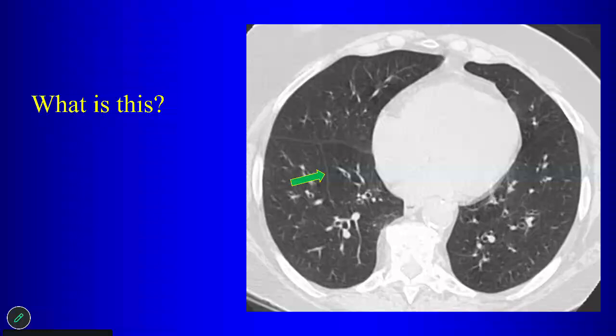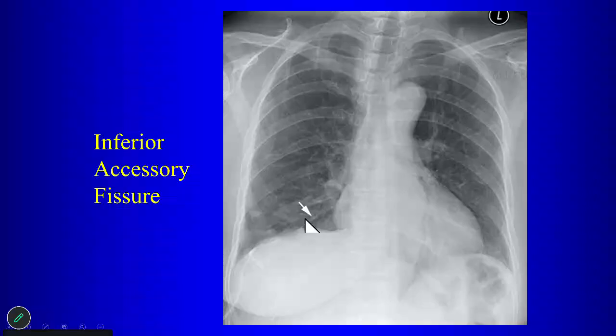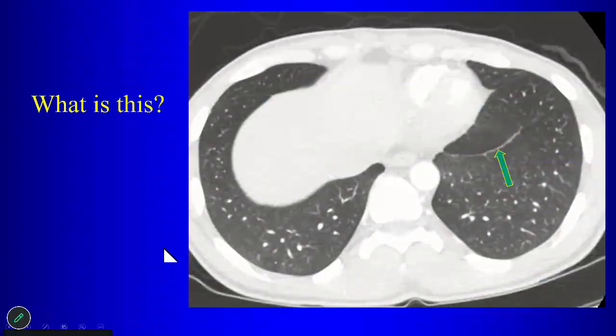No, it's not the azygos, that is much higher. We're here at the lung base. That's the inferior accessory fissure. This separates the medial basal segment of the lower lobe from the rest of the lower lobe. You can sometimes see that on a chest radiograph also. So these are accessory fissures that you may run into.